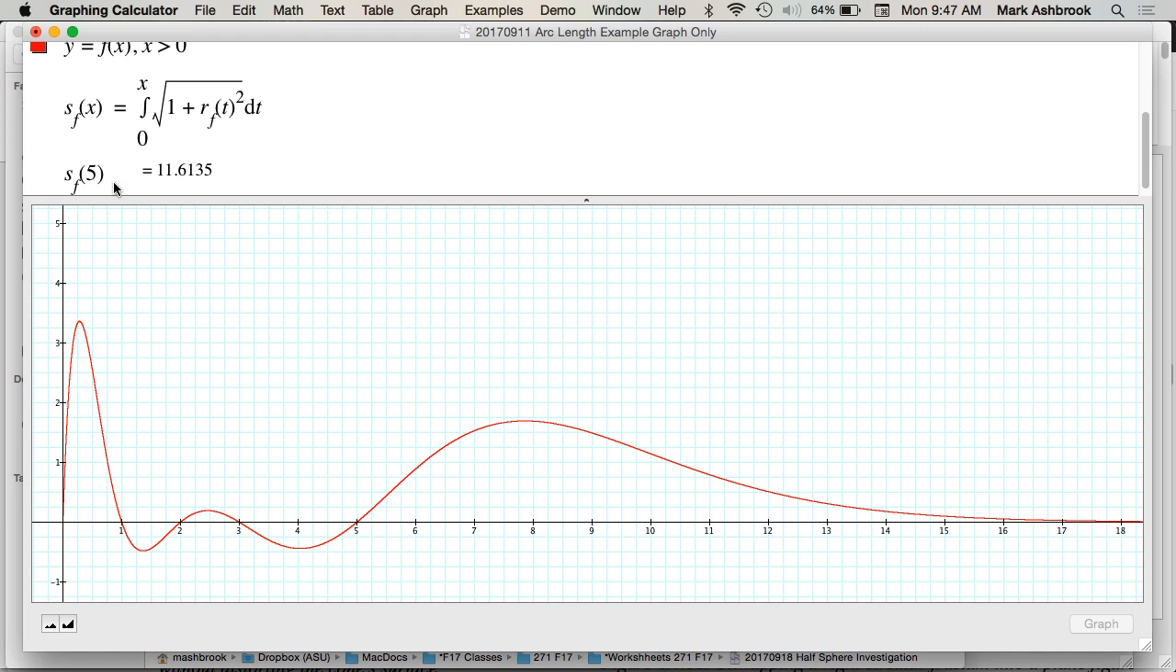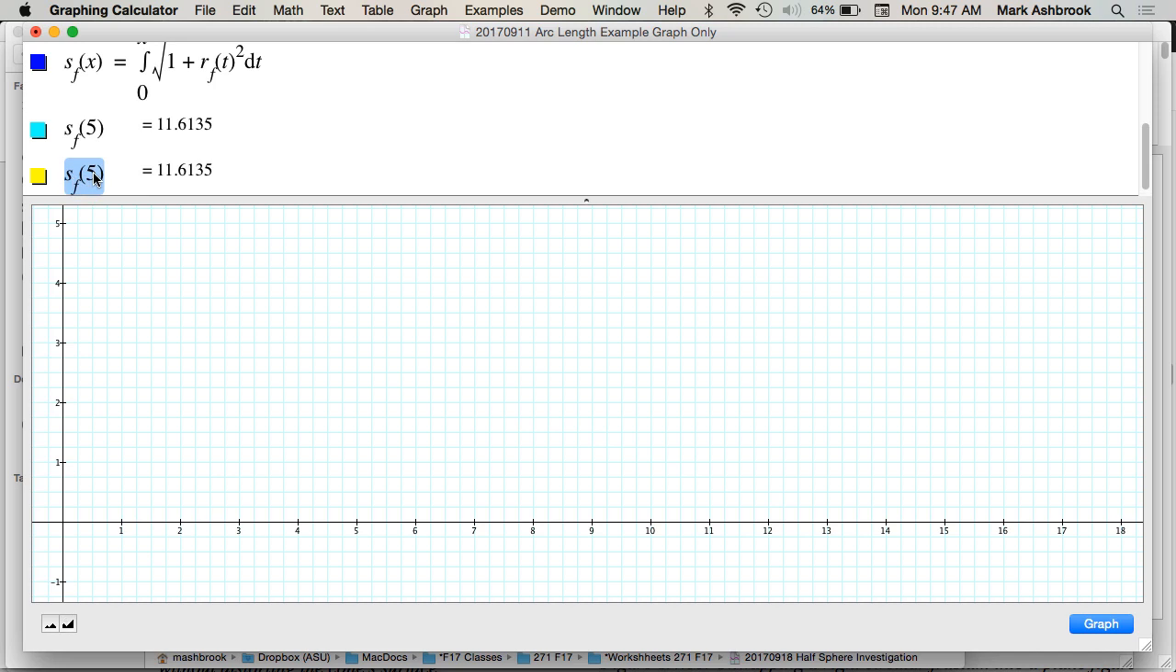S of f of 4 minus S of f of 1. Yeah, so this is the amount of change, right? A big amount of change is just the final amount of your quantity minus the initial amount. So we can do S of f of 4 minus S of f of 1.